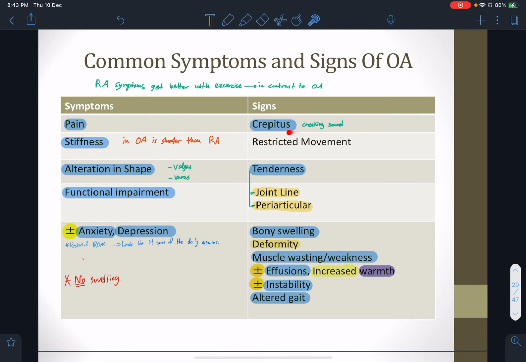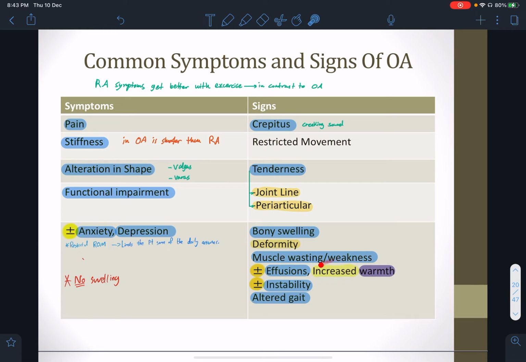Crepitus also means a creaking sound. It can be noticed, along with restricted movement, tenderness, bony swelling, deformity, muscle wasting and weakness, because you'll stop moving that joint a lot and you'll give it rest a lot. And effusions. Instability is sometimes there, sometimes not, and altered gait.